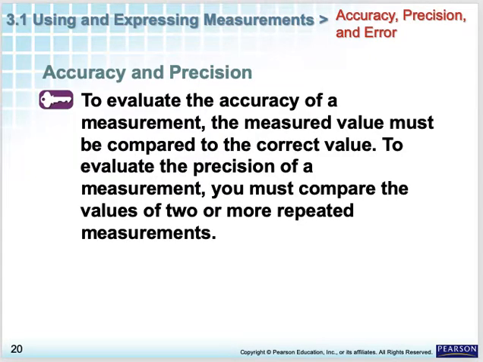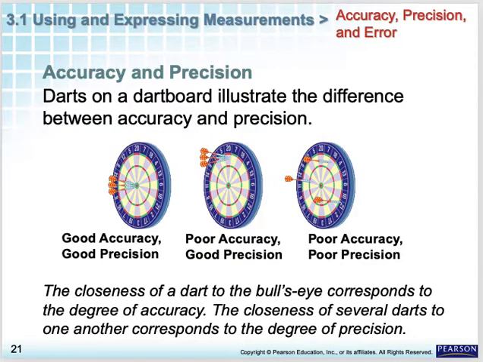So to evaluate the accuracy of a measurement, the measurement must be compared to a correct value. To evaluate precision, you need more than one measurement to compare together. If we look at this dartboard, all the darts in the very first picture are centered right on the bullseye, and they're very close together. So this would be good accuracy and good precision.